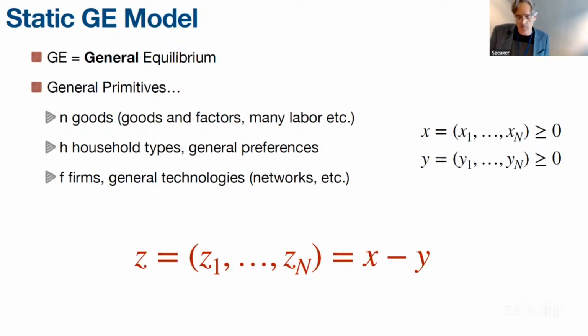Any number of households with general preferences, any number of firms with general technologies, including if they buy stuff from each other and put output, which is very interesting. General preferences, but convex, so that we have the kind of assumptions we had for existence of equilibrium. And then purchases are X and sales are Y, or you could say demand is X and supply is Y. We're going to look at the difference and call it net demand, Z. So Z is a vector of N goods. Remember, goods could also be different forms of labor and such. So that's the setup.